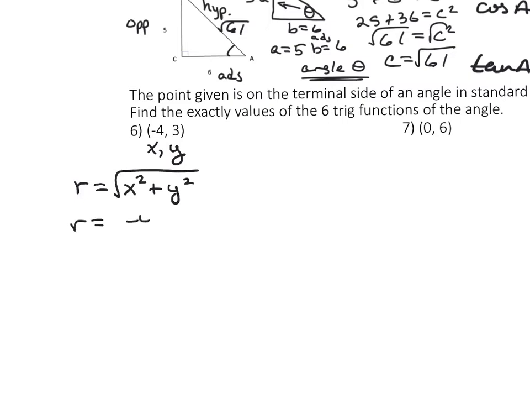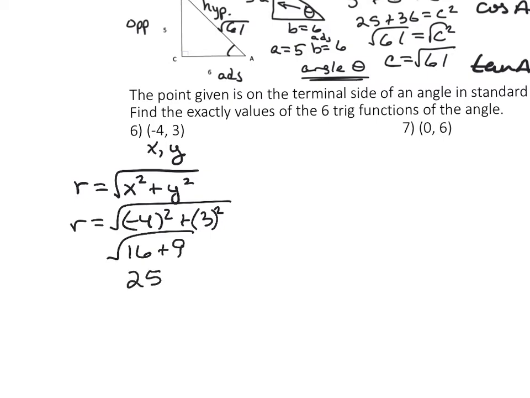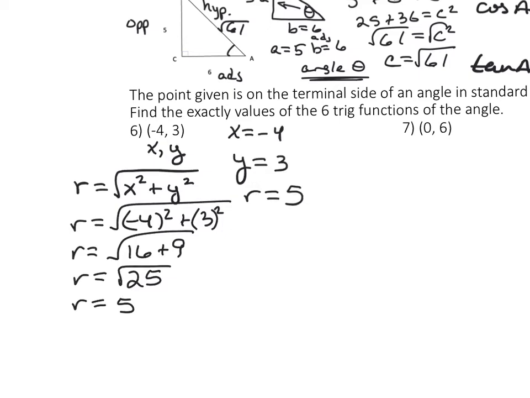R is equal to the square root of -4 squared plus 3 squared, 16 plus 9, 25, and the square root of 25 is 5. So x is equal to -4, y is equal to 3, and r is equal to 5.